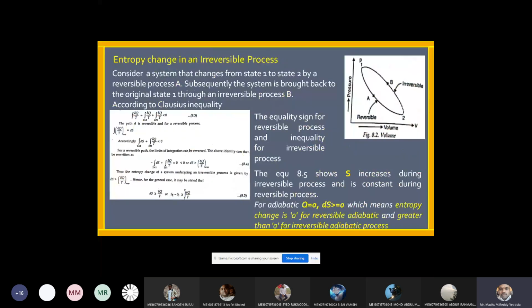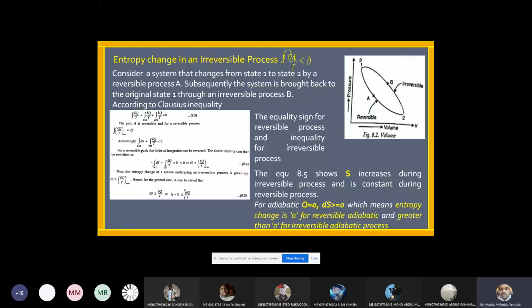Now we will see the irreversible process also. Let us consider the figure: 1 to 2 via A is reversible, and the 2B1 process is irreversible. One is reversible, the other is irreversible. As we know, for an irreversible process the cyclic integral of dQ/T is less than 0.